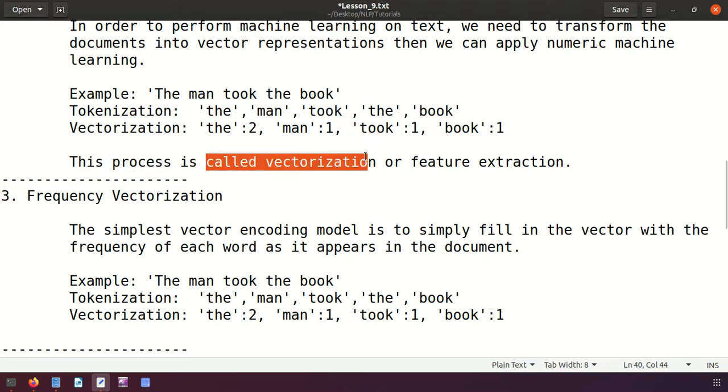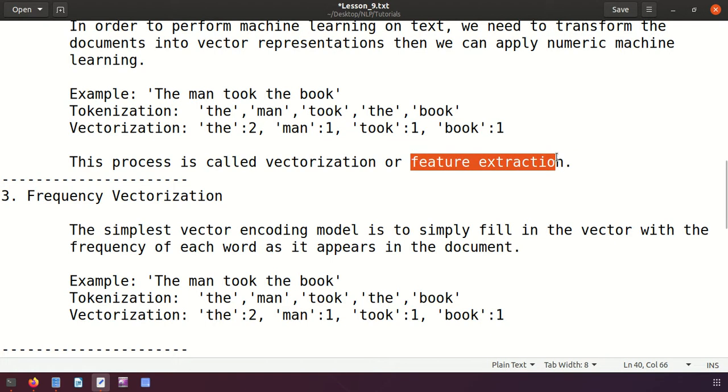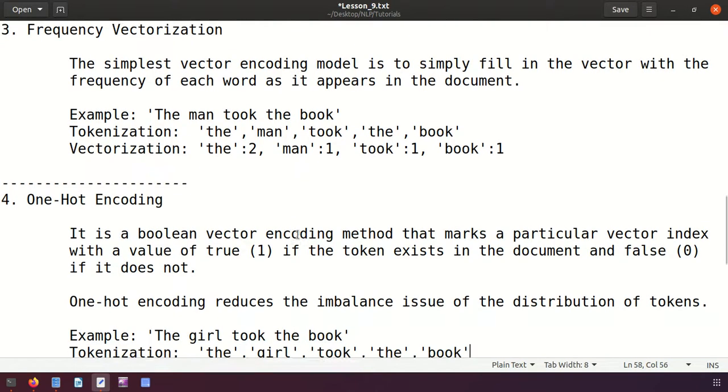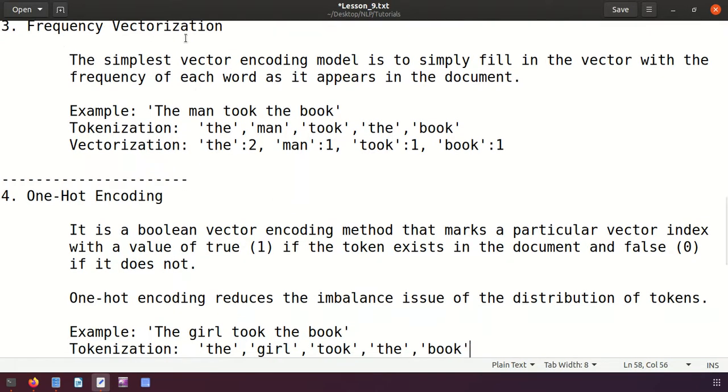So the process is called vectorization or feature extraction, right? And we have different types of vectorization, friends. Some of them we'll consider here. The first type is called frequency vectorization. If it is frequency vectorization, how can we vectorize the text? The simplest vector encoding model is to simply fill the vector with the frequency of each word as it appears in the document. How many times a word appears in the document? So that number is called the frequency of the word.